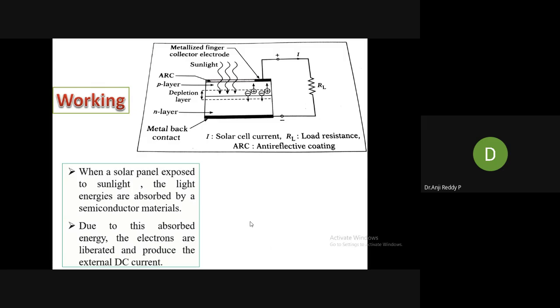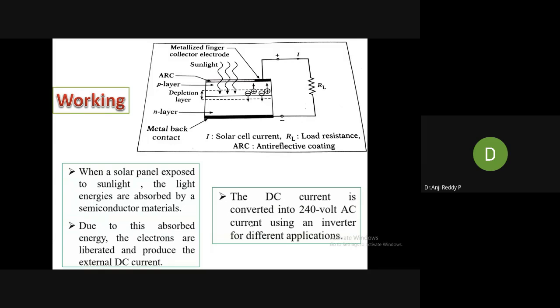Then how can we convert that external DC current to AC current? Rectifiers. Right, by using rectifiers. That means here we can call it an inverter. For that, we are using inverters. By using inverters, we can convert the DC to 240 volts AC for different applications.